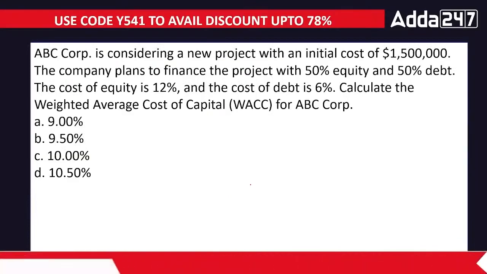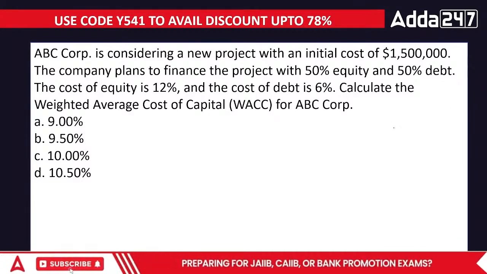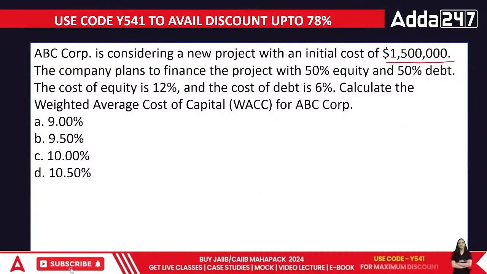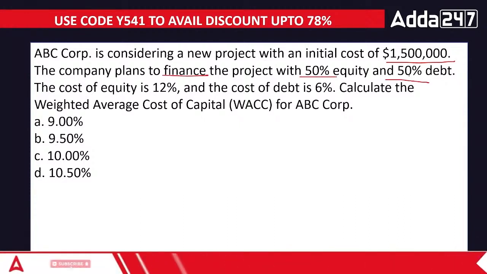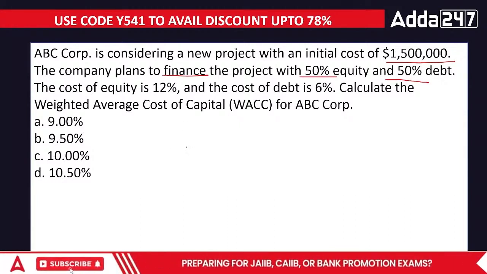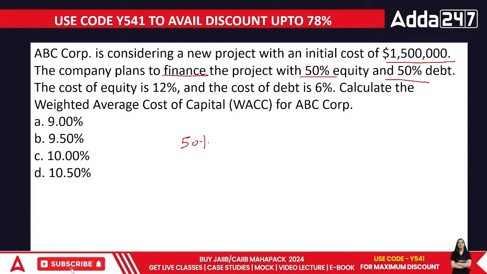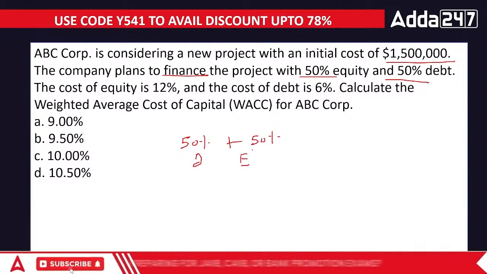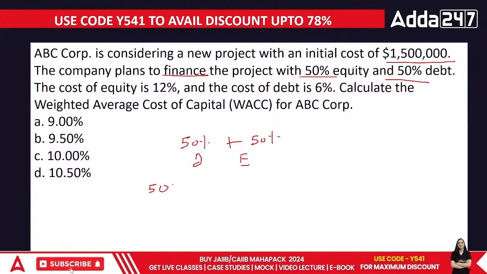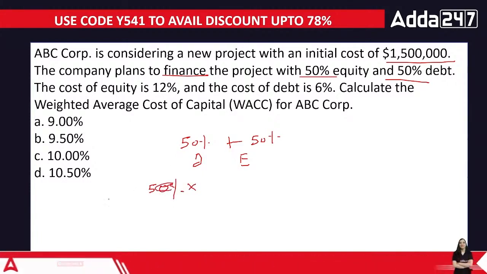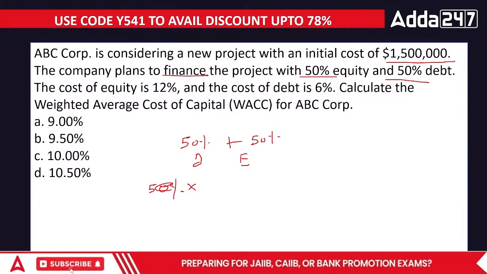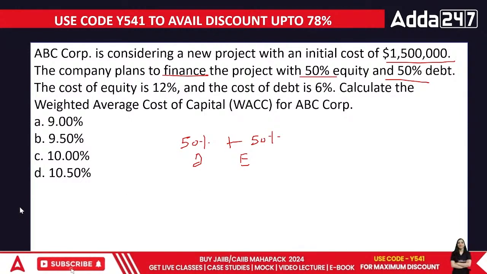Achha, next question is ABC Corp is a new project with an initial cost of 15 lakh. The company plans to finance the project by 50 and 50%. Matlab, there would be 50% debt and 50% equity. Debt and equity. Done. The cost of equity is 12%. That means debt is 6%, 50% of debt. Matlab, okay. First of all, let me tell you the particular method. Then I'll solve it.